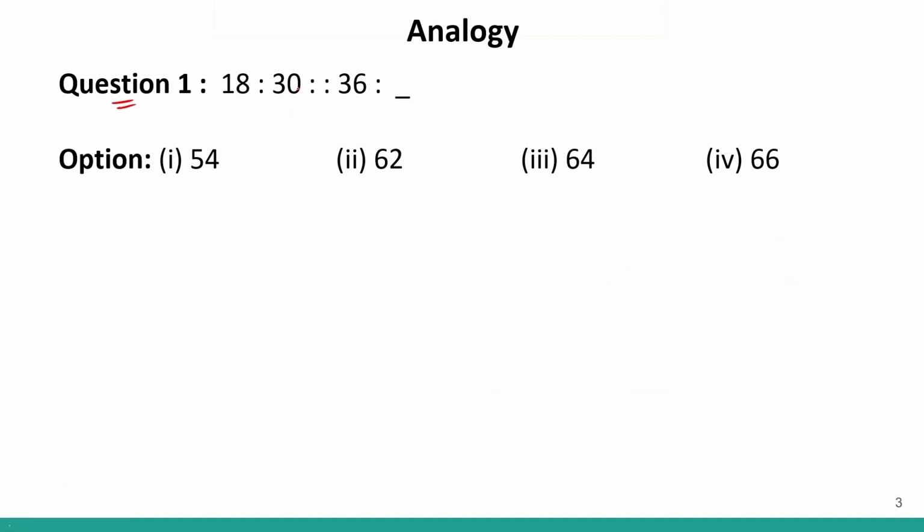Question number 1 says 18 is to 30 as 36 is to blank, and we have to find the missing element. So this is your first pair and this is your second pair. What are the two steps that we follow for analogy while solving a question?